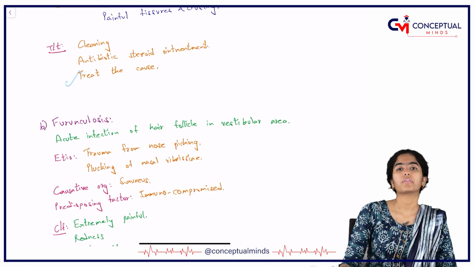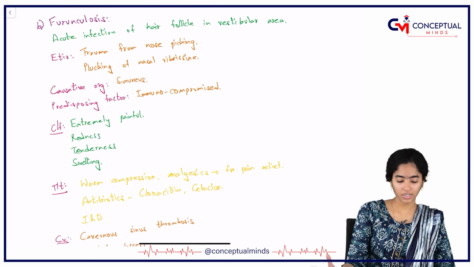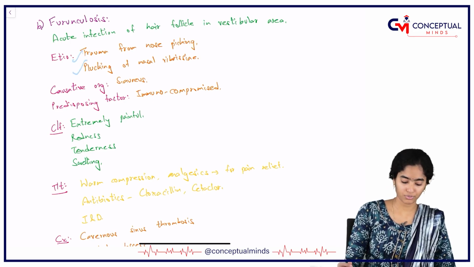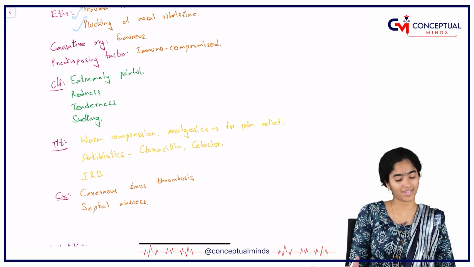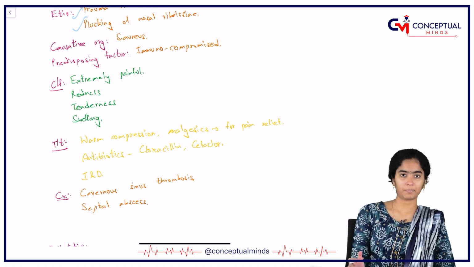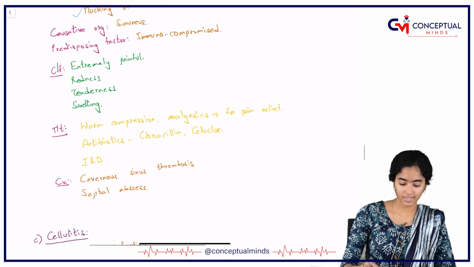Next we have furunculosis, which is infection of the hair follicle, and etiology includes trauma and plucking of the nose. Causative organism is Staph aureus. It usually occurs in immunocompromised individuals. All signs of inflammation will be there, and treatment same, pain relief, warm compression and analgesics, and antibiotics, incision and drainage if necessary.